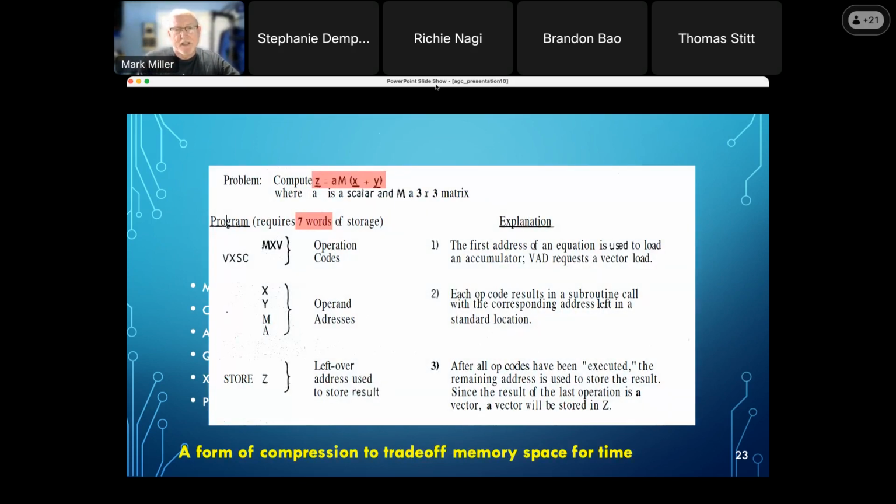So this is an example of interpreter code, the instructions you see going down the far left, to do the calculation in red up there, which is a vector z is the scalar a times the matrix m times the sum of 2 additional vectors x and y. And that whole calculation required 7 words of storage when it was expressed in the domain-specific language of the interpreter.